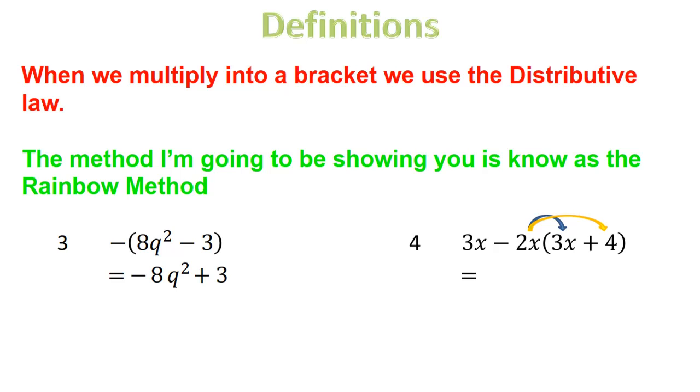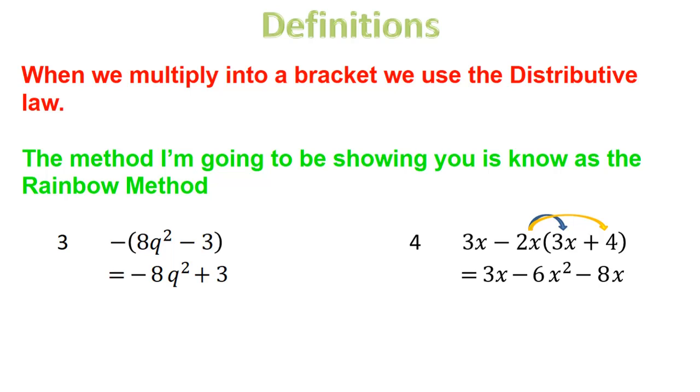Let's have a look. This equals, we don't touch the 3x straight away. Now, minus 2x times 3x. That's the blue part of our rainbow. A minus times a plus gives me a minus. 2 times 3 gives me 6. And x times x gives me x squared. Now I look at the yellow part of my rainbow. Negative 2x times plus 4. And negative times a positive gives me a negative. 2 times 4 gives me 8. And then I've got my x.